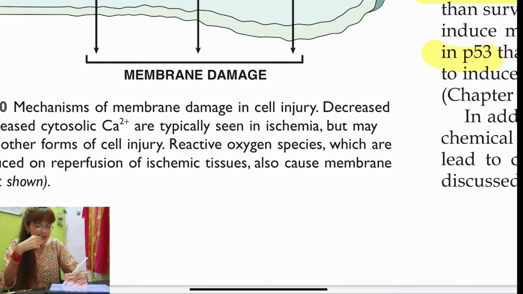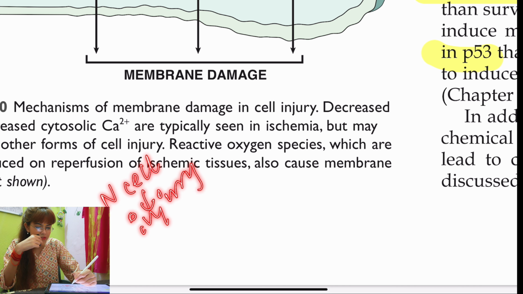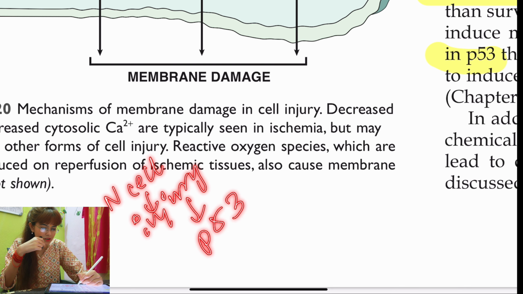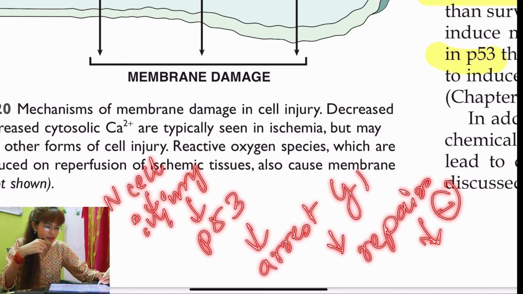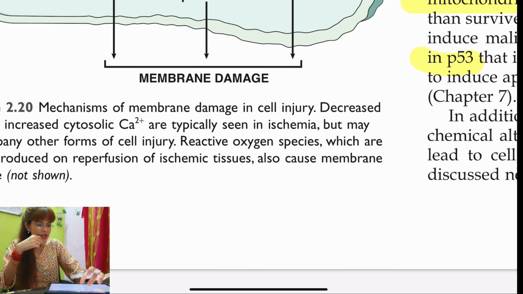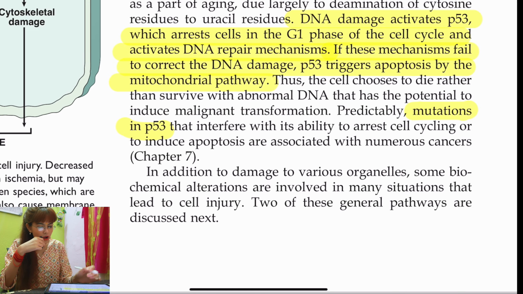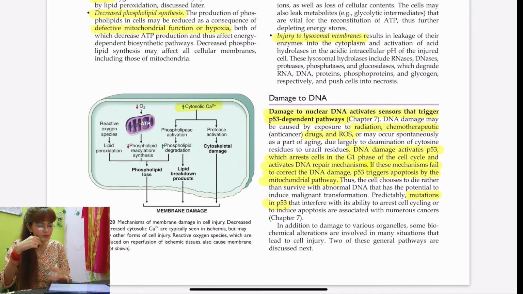So if it is a normal cell, and if there is some kind of injury, then the p53 will first be activated. It will arrest the cell cycle in the G1 phase, and then it will try to repair its injury. But if that doesn't happen, then there's going to be apoptosis. This is how the sequence takes place. I hope that makes sense to you.